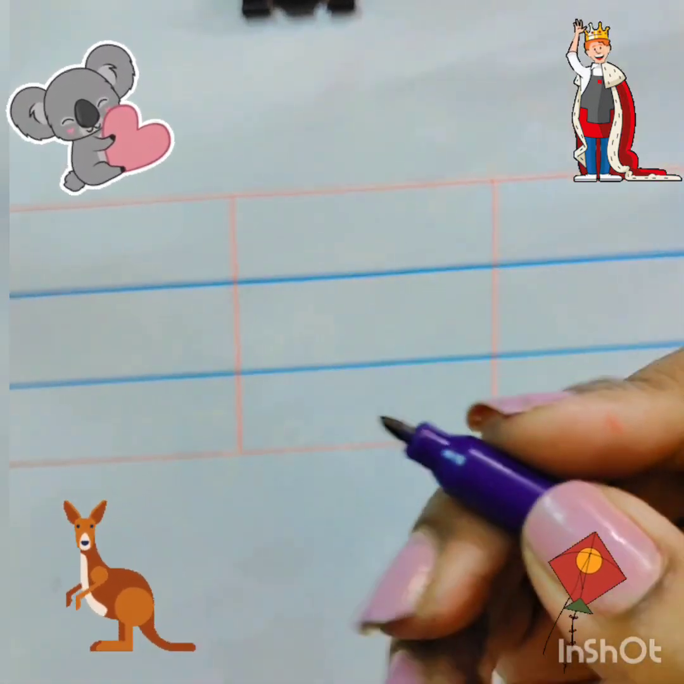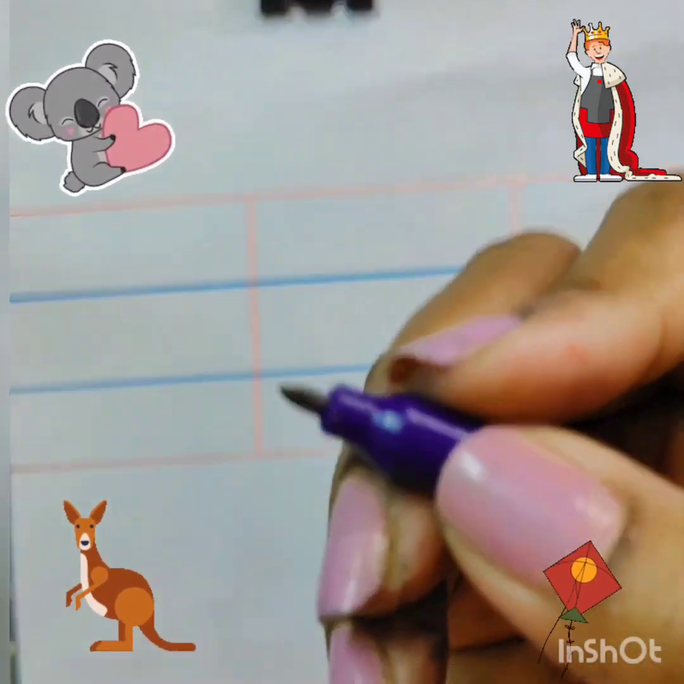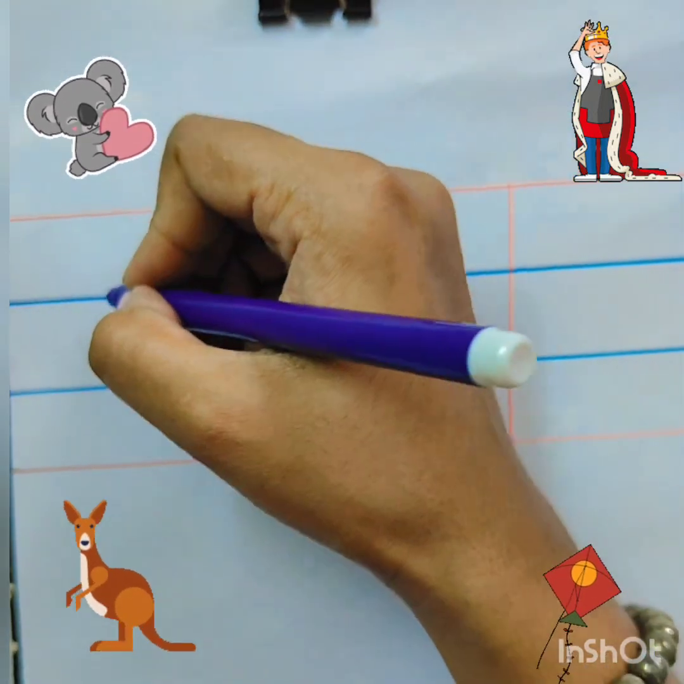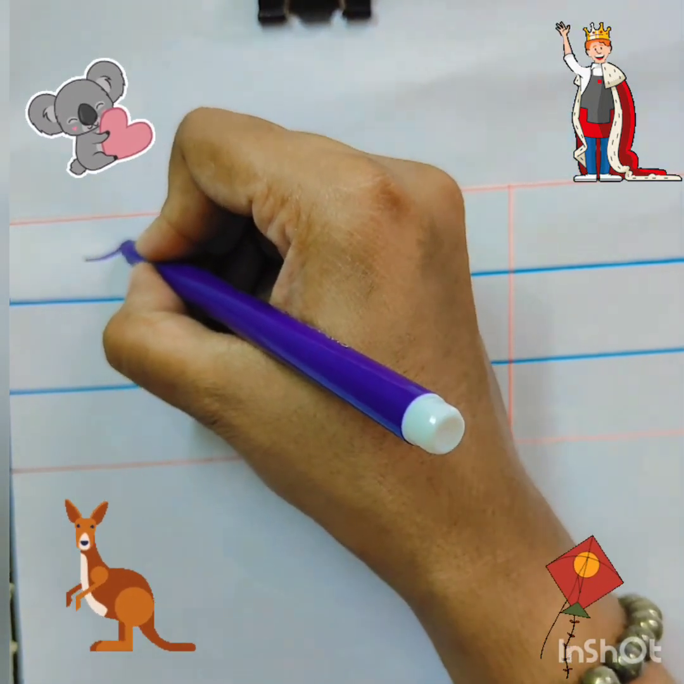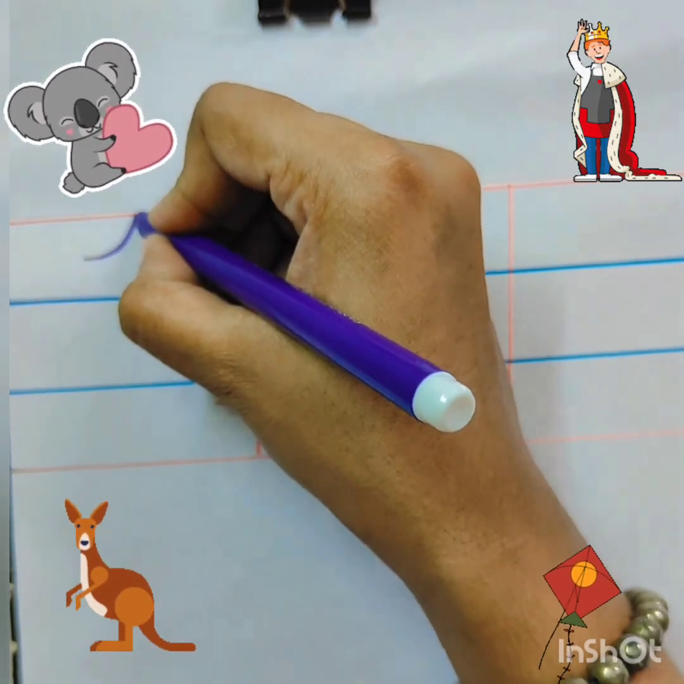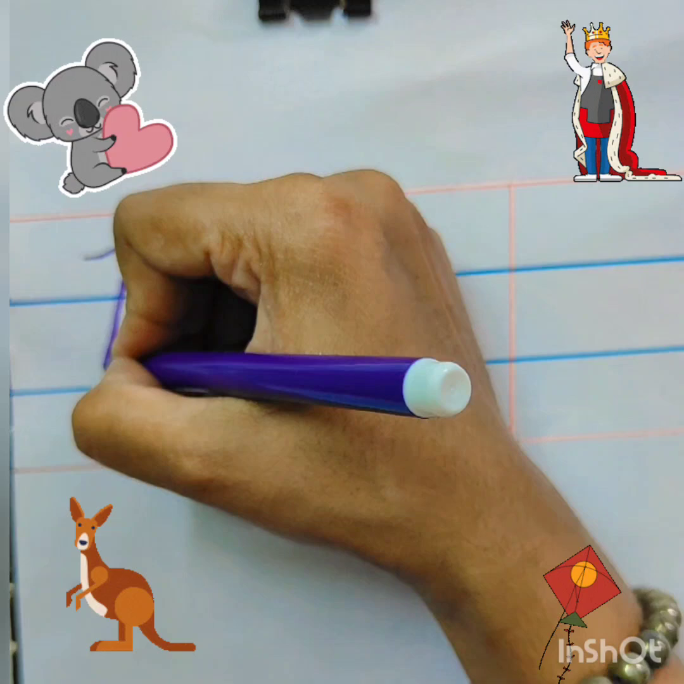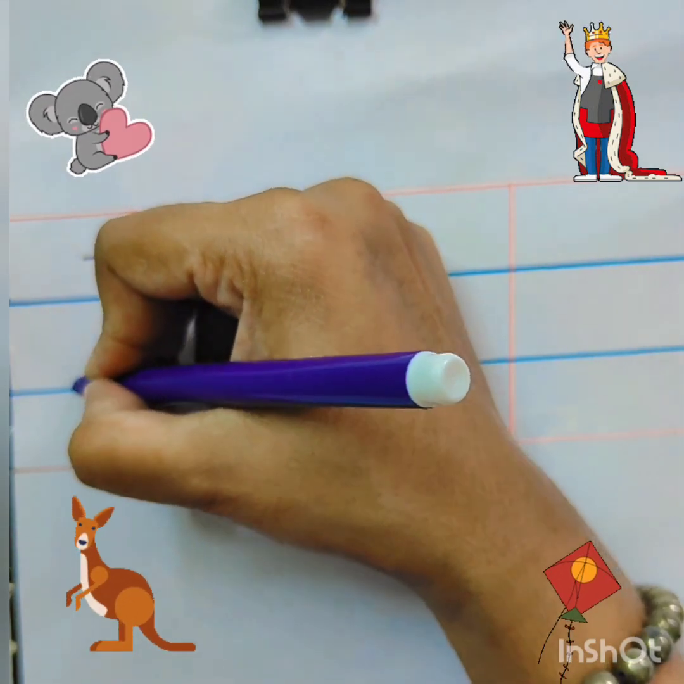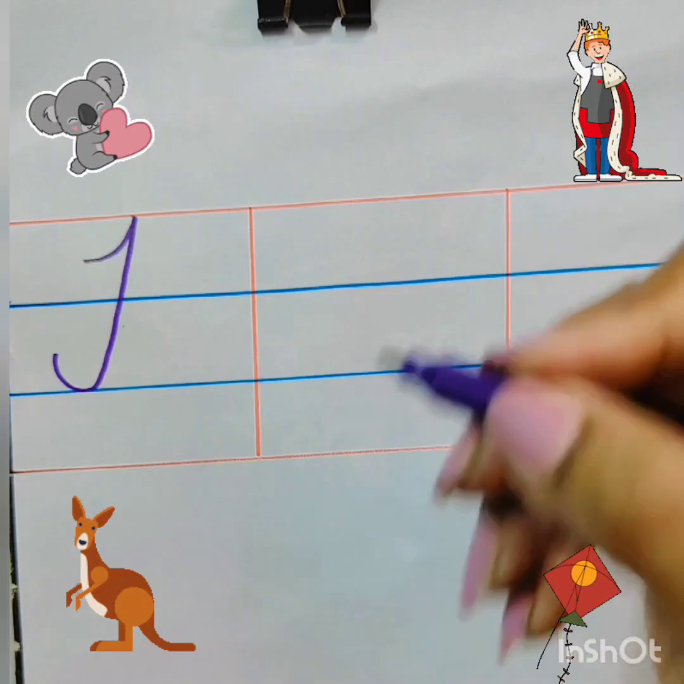Now see. First, we have to put our pencil point in between top and second line. From here, go up with a slant curve. Then come down with a slant line and turn it back. This is our first step.